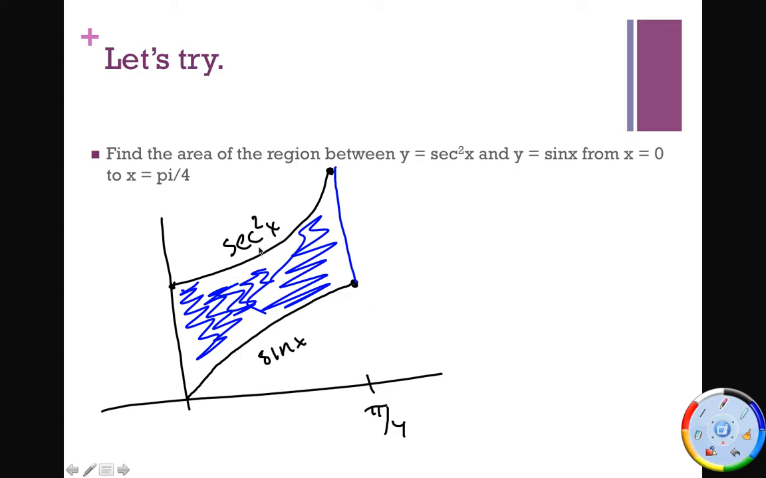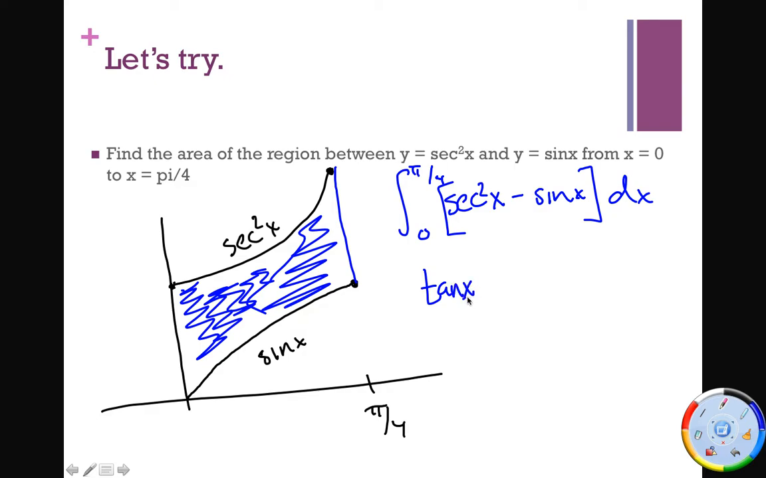Because secant squared is above sine of x, we would take the integral from 0 to pi fourths of secant squared x minus sine of x dx. That actually becomes a pretty simple problem. The integral of secant squared x is tangent of x, and the integral of sine of x is negative cosine, so this becomes plus cosine x, evaluated from 0 to pi fourths.